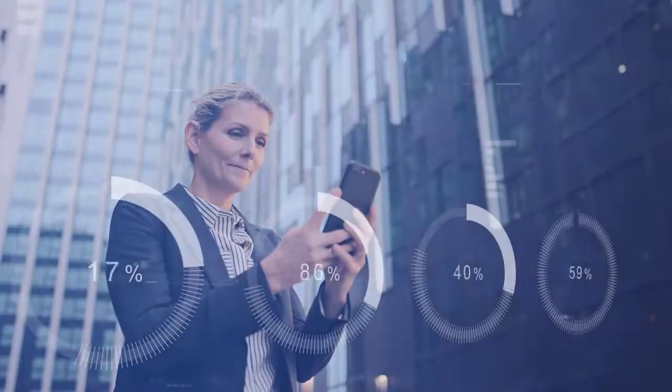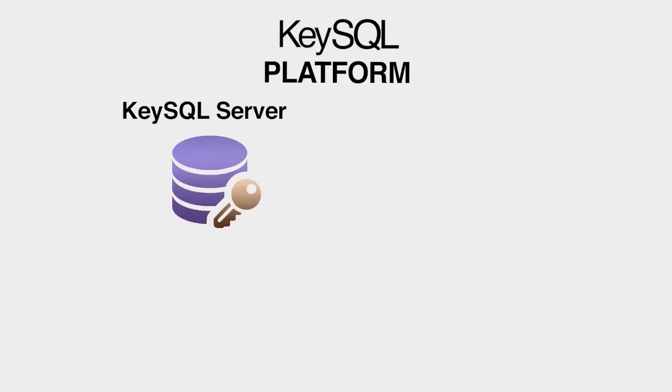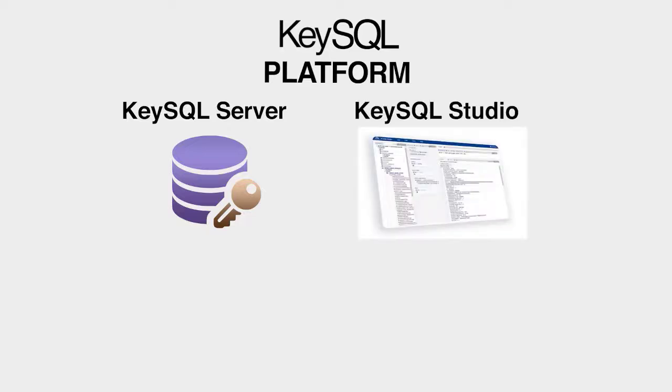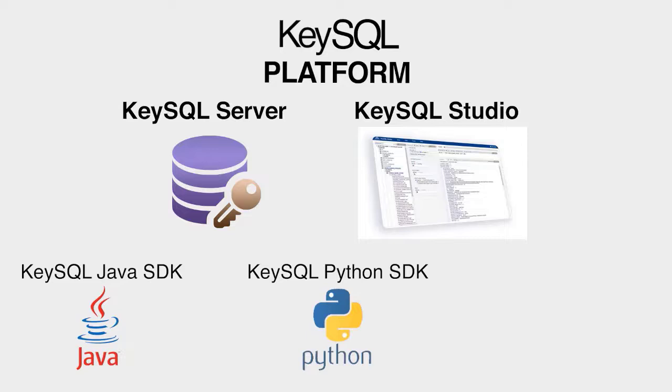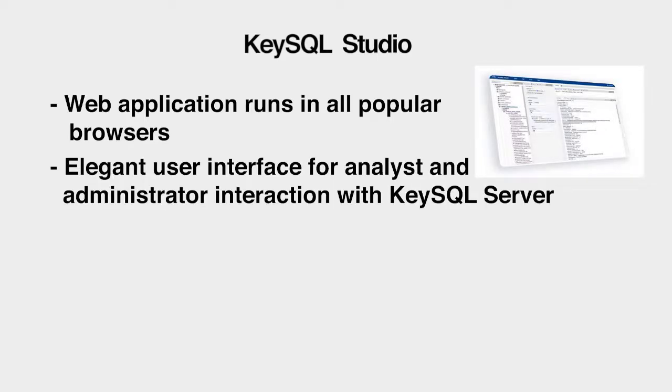The KeySQL platform is built for the cloud and supports a variety of client applications. KeySQL Server is a high-performance, parallel, and scalable transactional engine supporting the keyobject data model and is written in C++. KeySQL Studio is a web application providing a user interface for interaction with KeySQL Server. KeySQL technology includes Java and Python software developer toolkits and REST API. The Studio web application runs in all popular browsers. It provides an elegant user interface for analyst and administrator interaction with KeySQL Server.